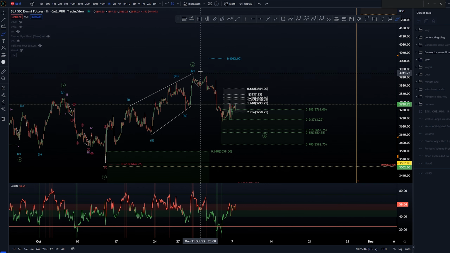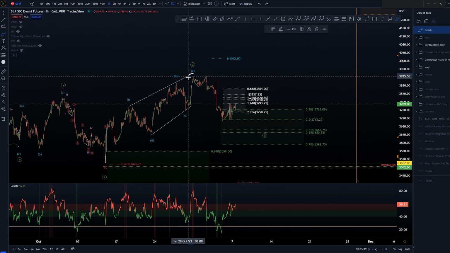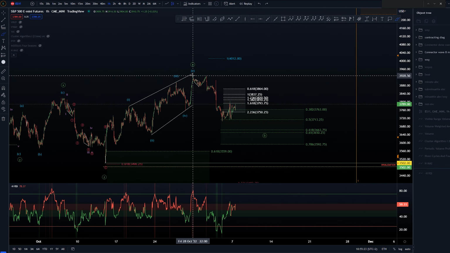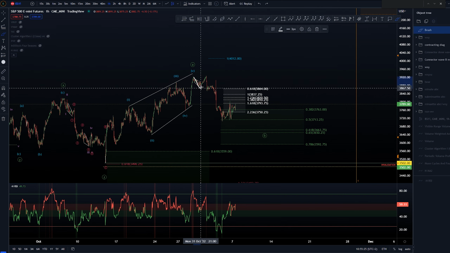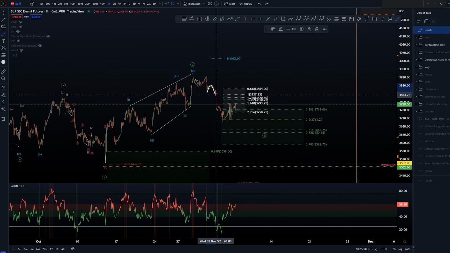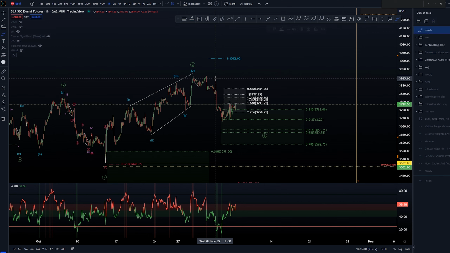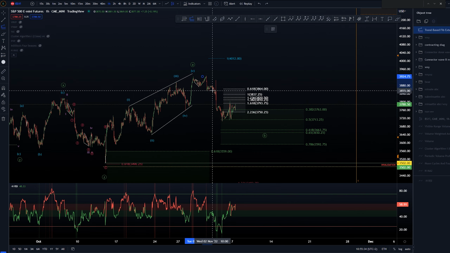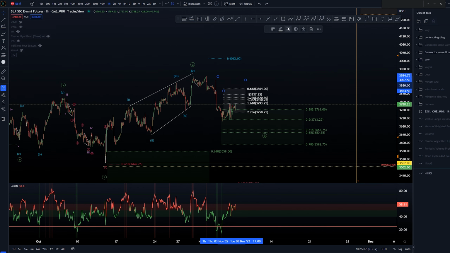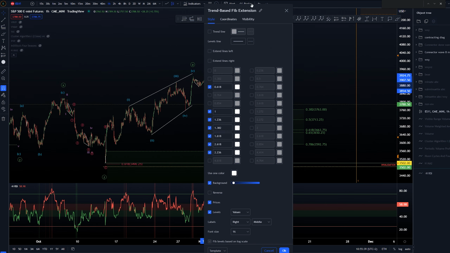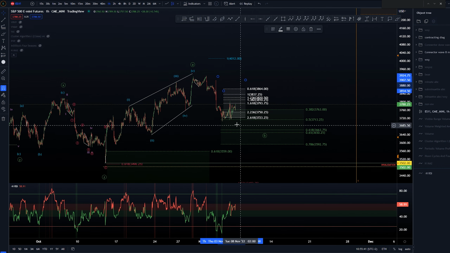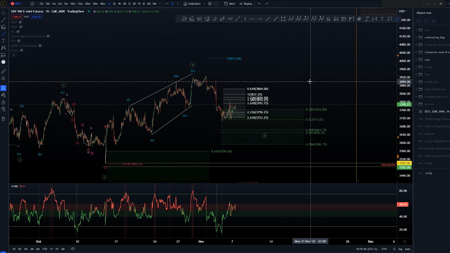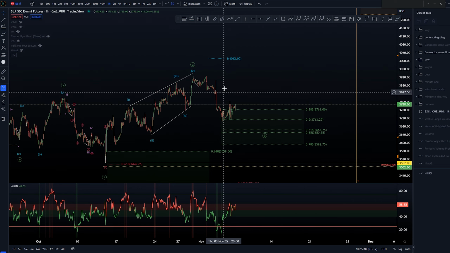The issue with this way of counting, however, is that if we place the end of wave 5 here, we have to be labeling this as a three-wave structure like so, another three-wave structure like so, and then this would be somehow a three-wave structure again. However, the extensions here are so large, as we see on here, that is making it less likely. We go well beyond the 2.618 here, which is making it very, very unlikely to be the case.